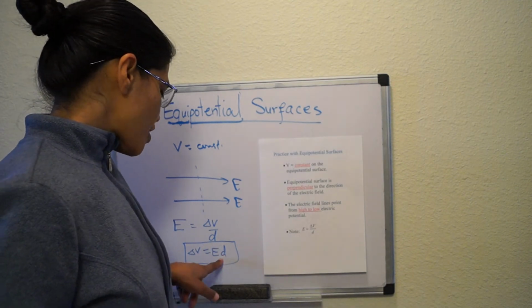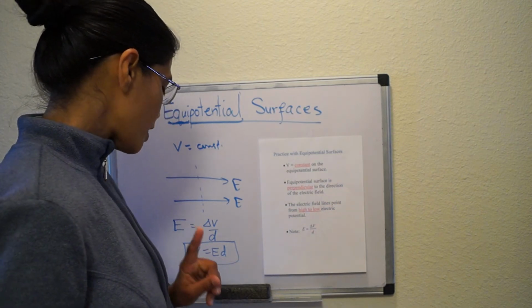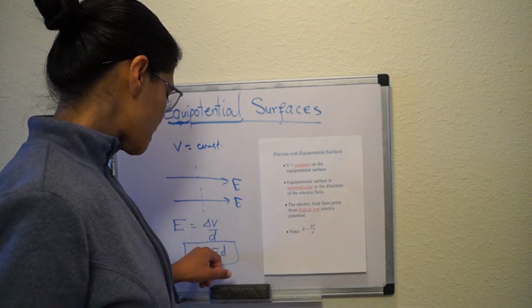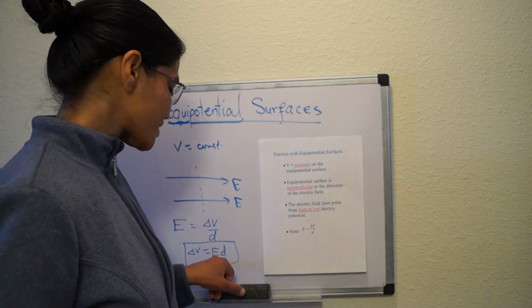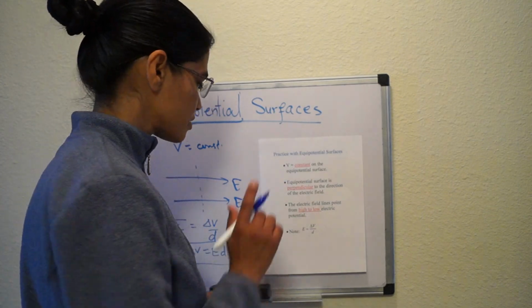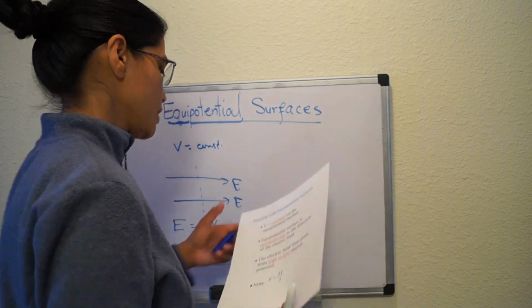So electric field and electric potential are related, but the key difference is electric potential is a scalar quantity, and electric field is a vector quantity. Okay, so those are different things to note down.